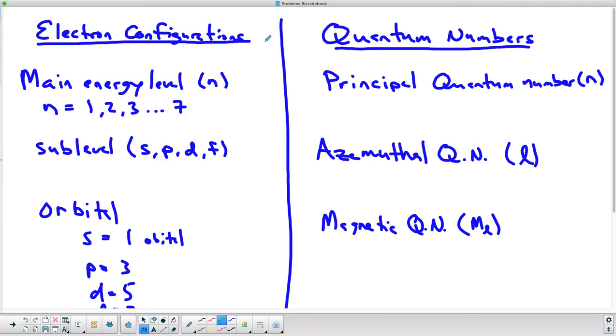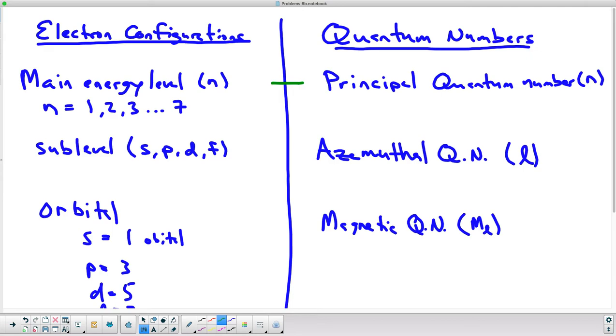It says electron configurations, the main energy levels, we call that N. Then we have the sublevels, that's the S, the P, the D, the F, and then we have the orbitals to the sublevels. So S has only one orbital, P has 3, D has 5, F has 7. These are all things that you guys know already. The principal quantum number is exactly the same as the main energy level. Exactly the same. So it's a small whole number from 1 to 7.